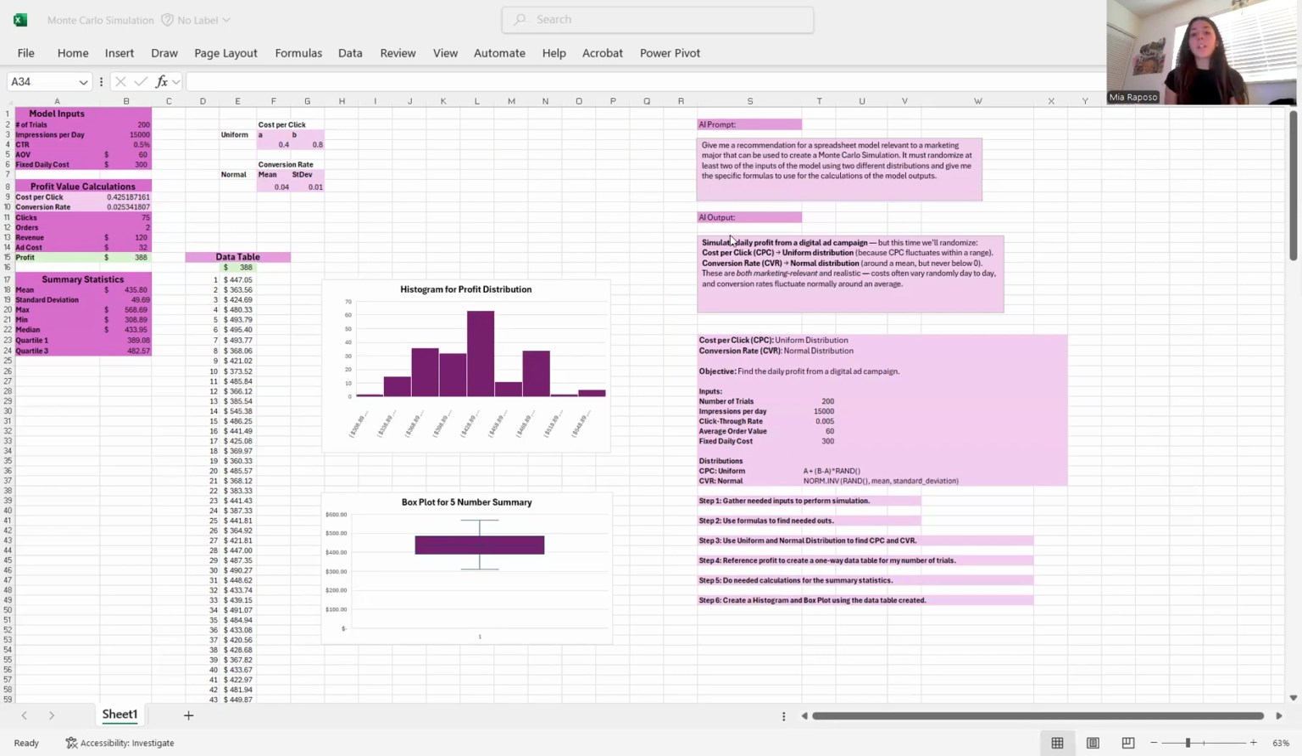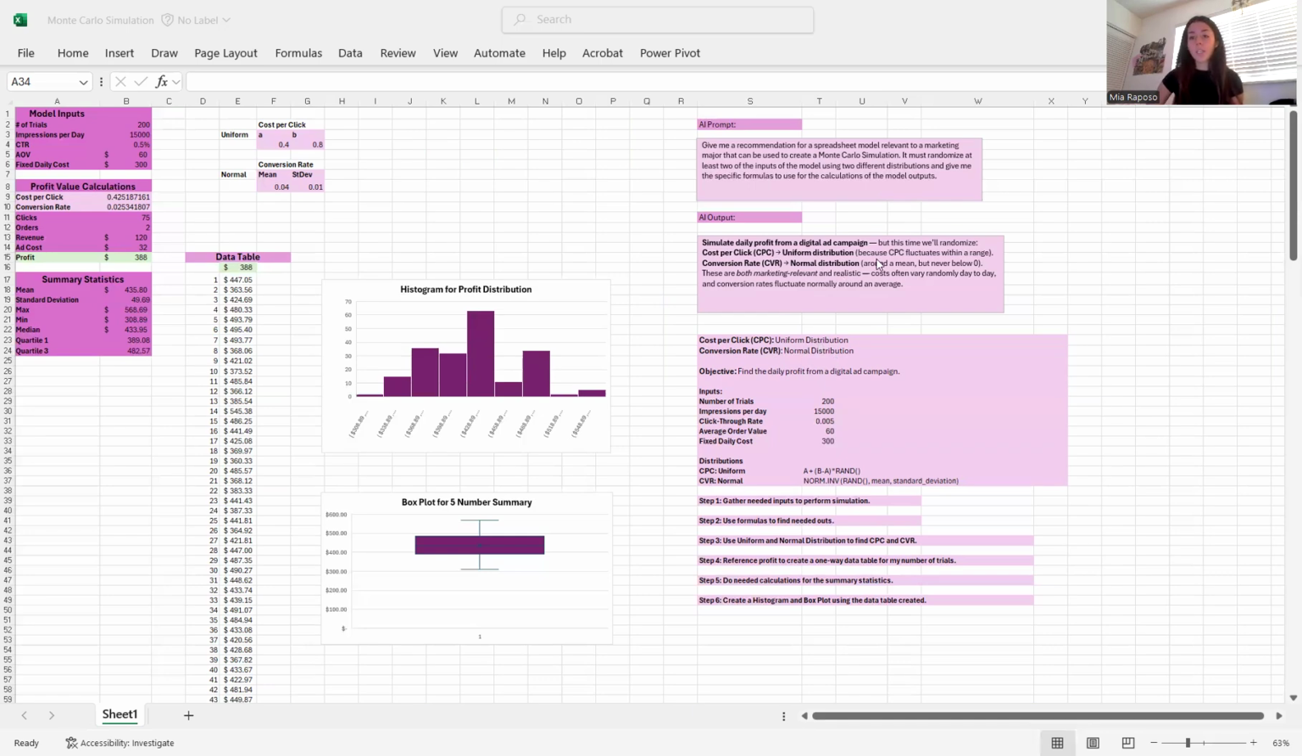What it ended up giving me was to simulate a daily profit for a digital ad campaign. We're going to be using cost per click, CPC, and conversion rates, CVRs, to figure that all out. And then I'm also going to be using two different distributions: a uniform distribution for my CPC and a normal distribution for my CVR.